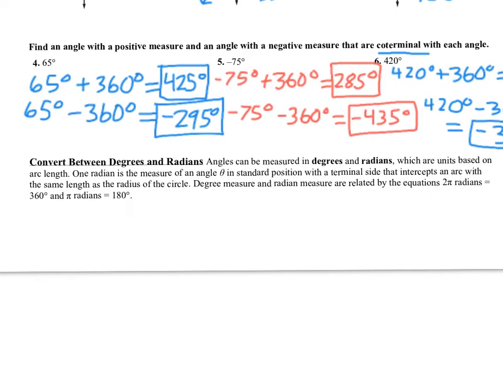Alright, so we're aware that a whole circle is 360 degrees. That's in degrees. There's another unit of measure known as radians. A whole circle is also 2 pi radians.